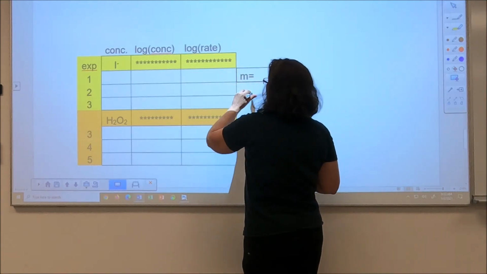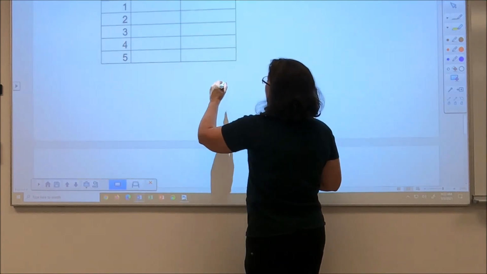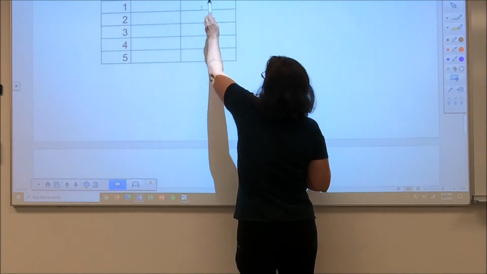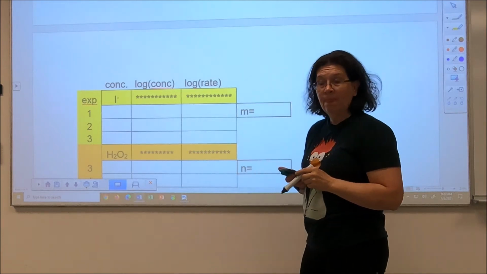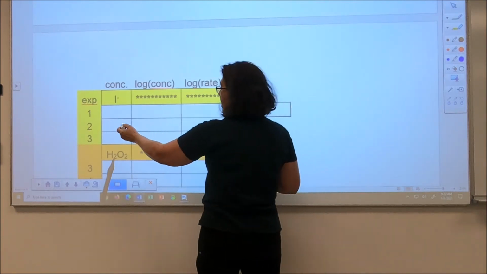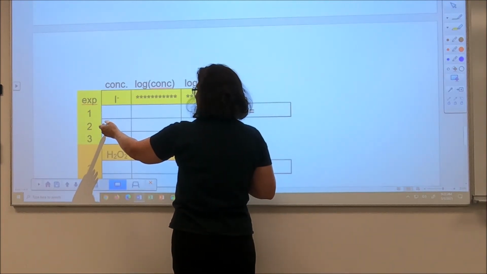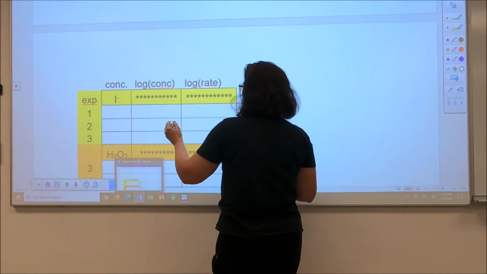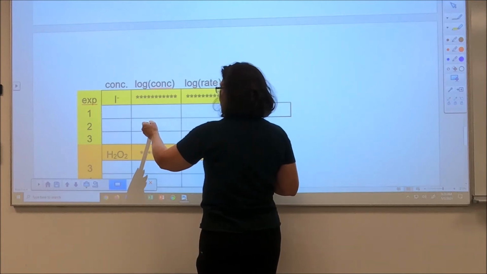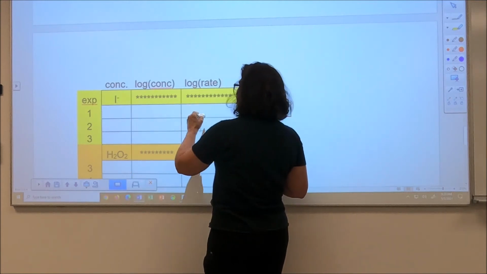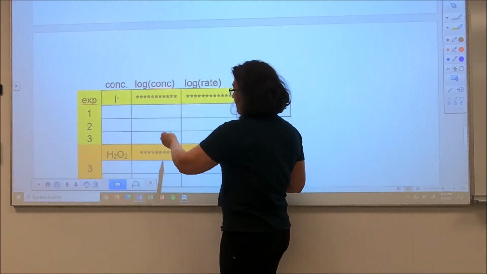In this block, you're going to take the log of the rate from experiment 1. So you're going to take the log of that number, and it's going to go there. Okay? Then you're going to do the same thing for experiment 2. You're going to do a dilution and get that concentration, take the log of it and take the log of the rate. Fill in this table.